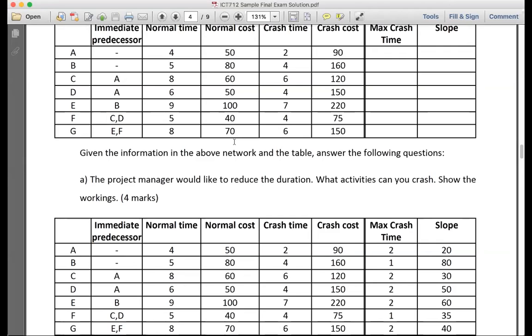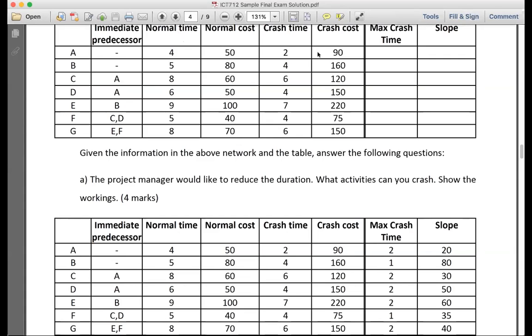Come on, guys. Who calculated the normal cost for this project? No one? Balal? Balal, Jake, Antonio, Jaya, Ty, no one?